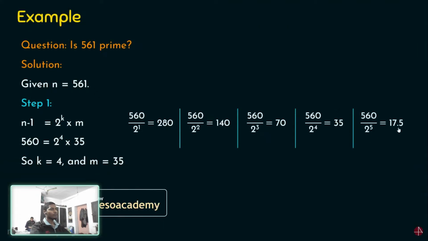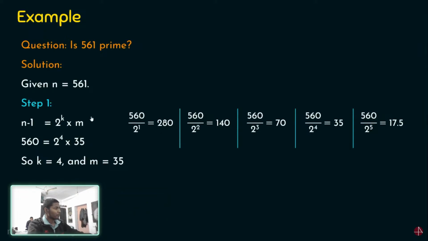So here I'm getting the value as 17.5. It means 560 divided by 2 power 5, which is 32, we get 17.5. So when we get a non-integer, what's the previous step? The previous step is 560 upon 2 power 4. So I'm going to take this. And this is how we can easily write 560 is equal to 2 power 4 into 35, which is this, 2 power 4 into 35.